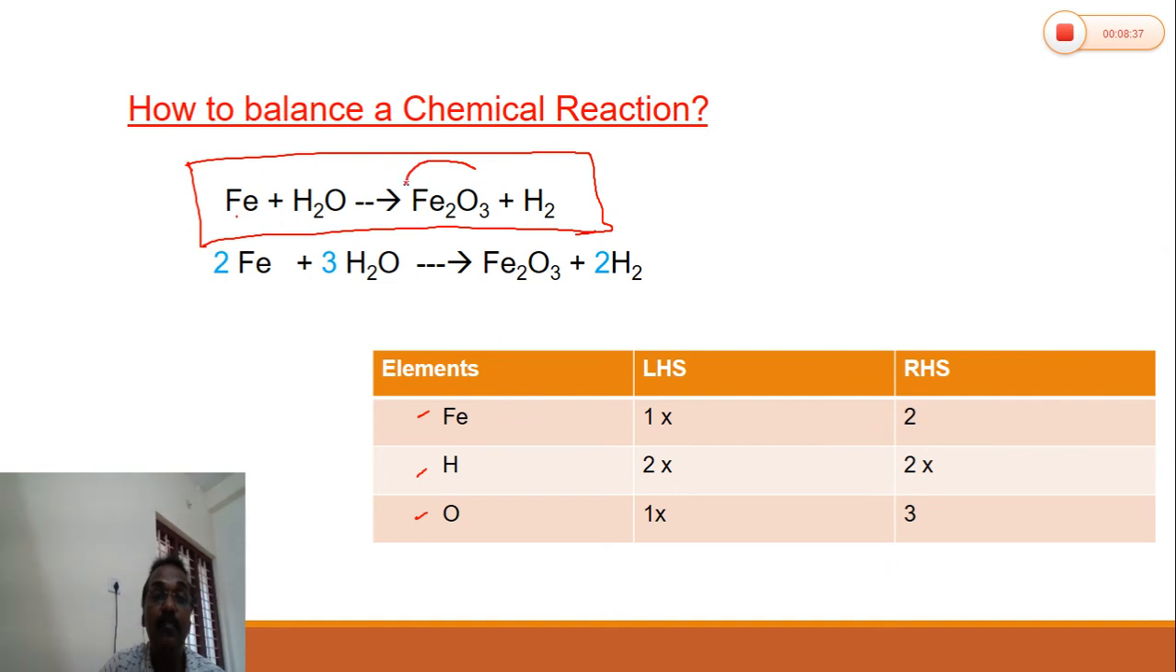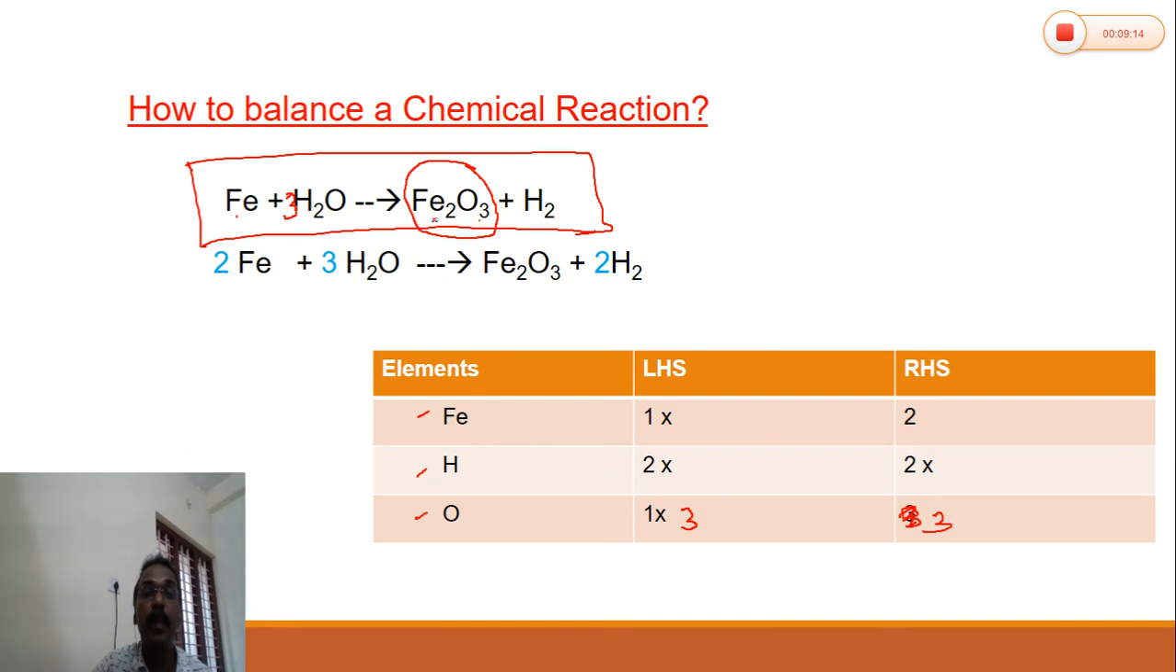We can start from the compound which contains the maximum number of atoms. Here, oxygen is maximum. On the right side there are 3 oxygen, and on the left side only 1 oxygen. So we have to multiply by 3, and we write 3 here.